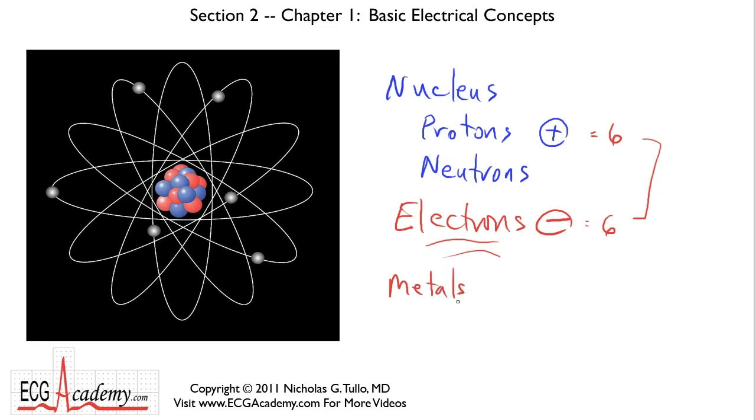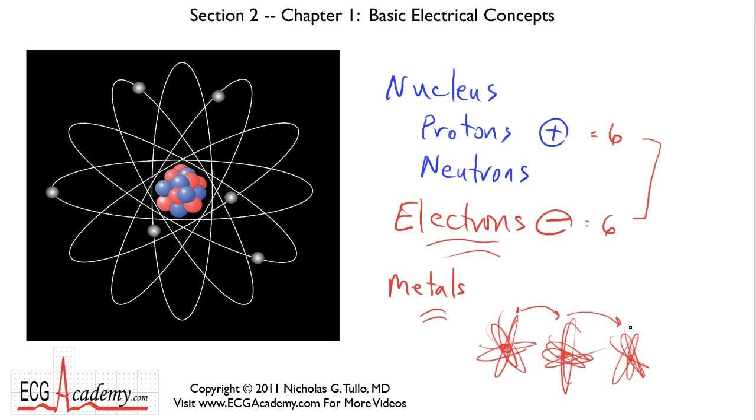Well, we all know metals, right? Iron, copper, zinc, aluminum, those are all metals. Well, it turns out metals have a loosely connected electron. And if you have a bunch of atoms all close to each other, then what happens is the electrons can jump from one atom to another to another.